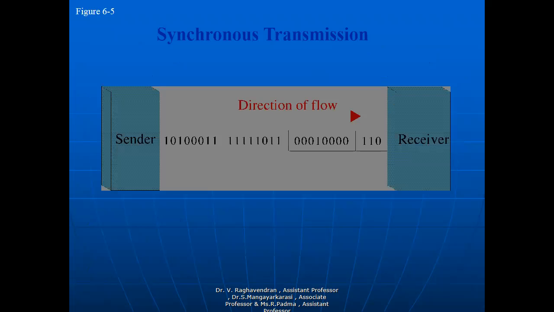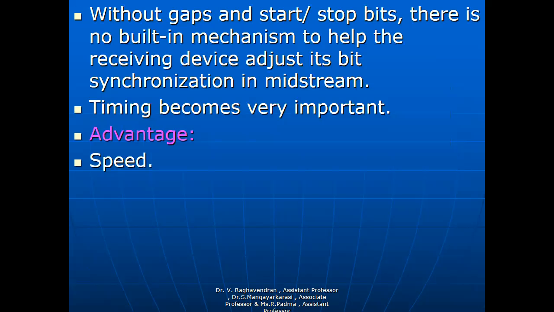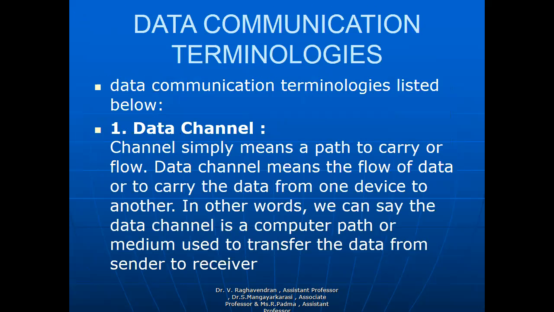So this is the example of synchronous transmission. The sender wants to send a group of bytes. The same group of bytes is transmitted from left to right, that means sender to receiver. The receiver is only responsible for splitting the data, that means bytes one after another. Here, without the gap and start and stop bits, there is no built-in mechanism to help the receiving device adjust its bit synchronization midstream. Timing also becomes very, very important. So the main advantage of synchronous transmission is speed.